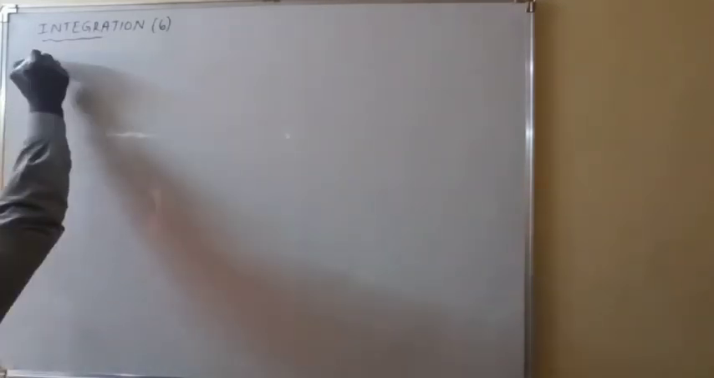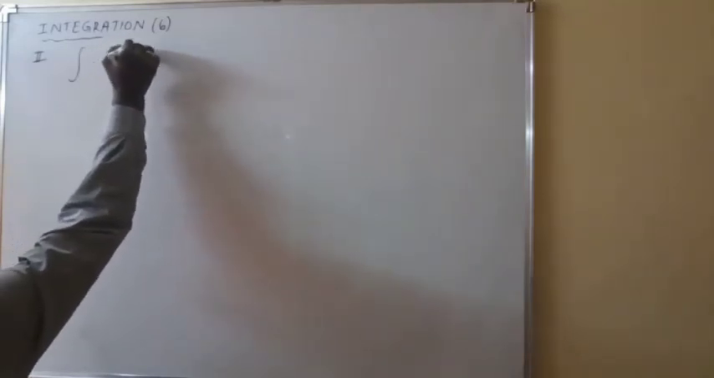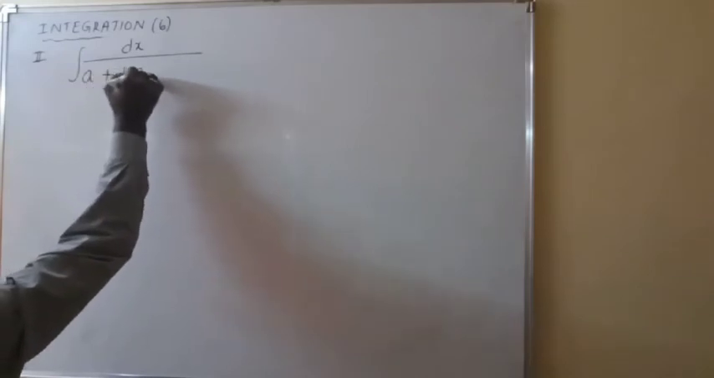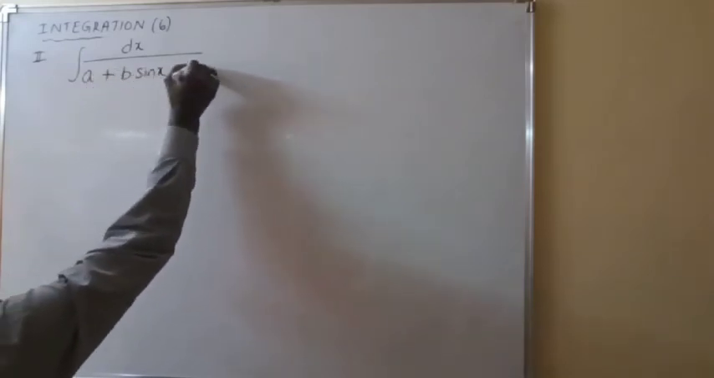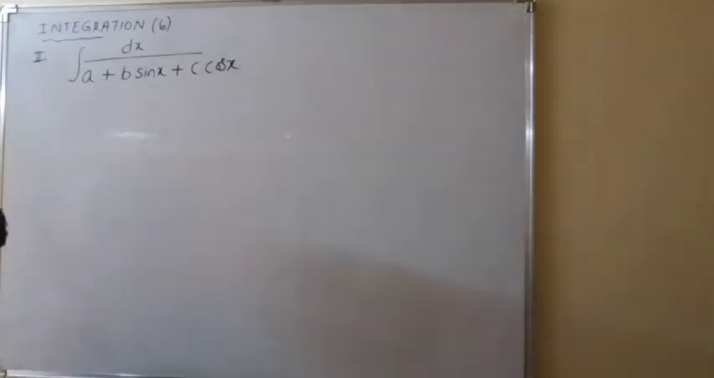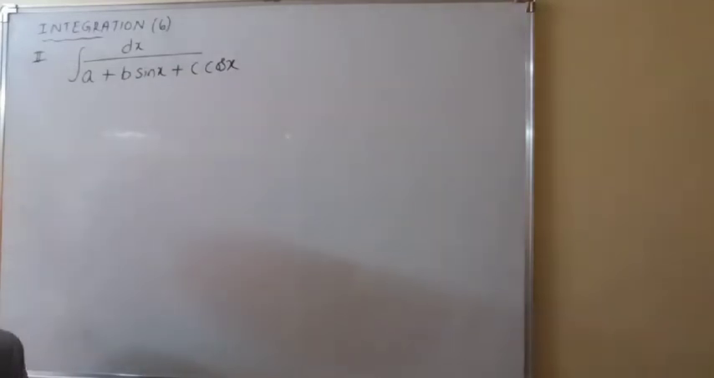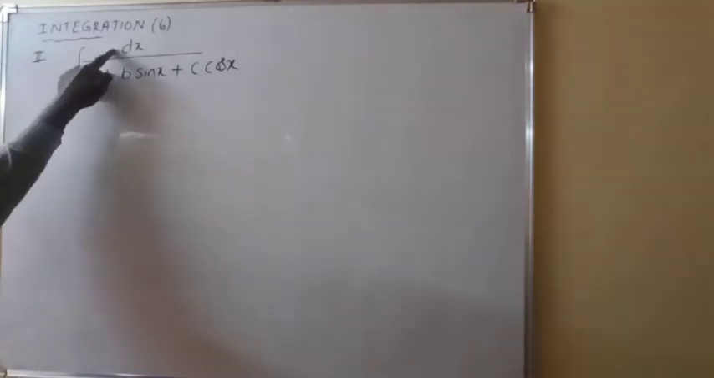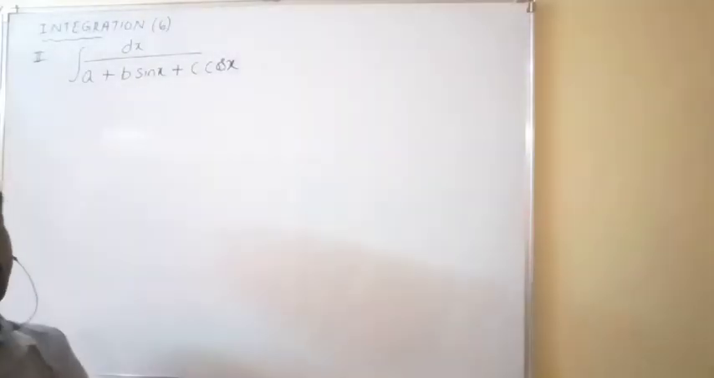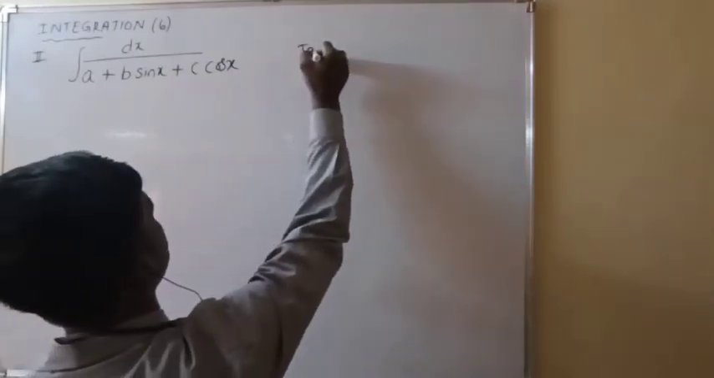Second type. If the given integral is of the form dx by a plus b sin x plus c cos x, that means the denominator is a linear function of sin x and cos x, and the numerator is some constant, then you put tan of x by 2 is equal to t.